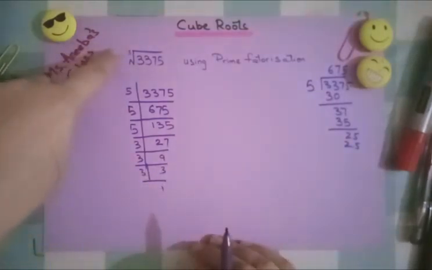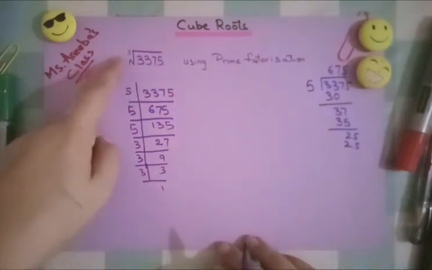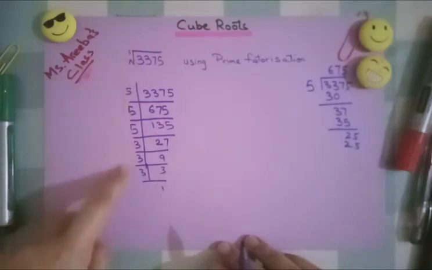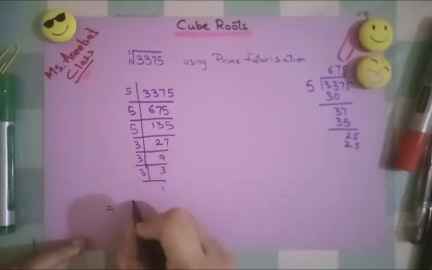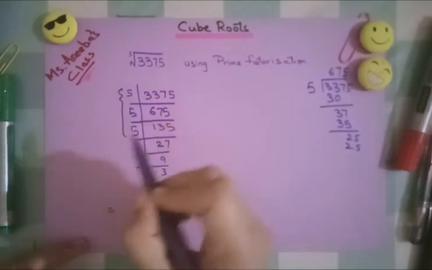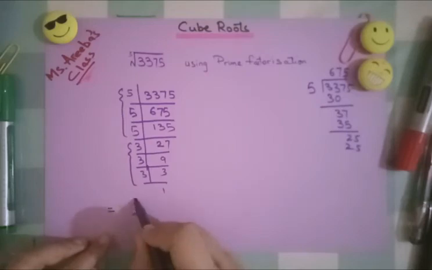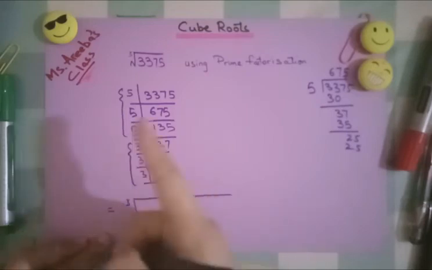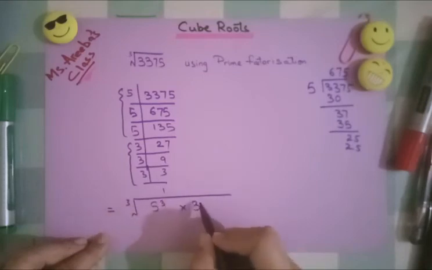As it is a cube root, I have to make its radical value in the form of cubes. As it is cube root, the radical value of this is 1 by 3, and I have to make all factors in the form of cubes to eliminate the cube root. In the same way, if I write the index notation of it, you can see 5 is repeating 3 times, 3 is repeating 3 times. So I am directly writing that the cube root of 3375 equals 5 cube multiplied by 3 cube.